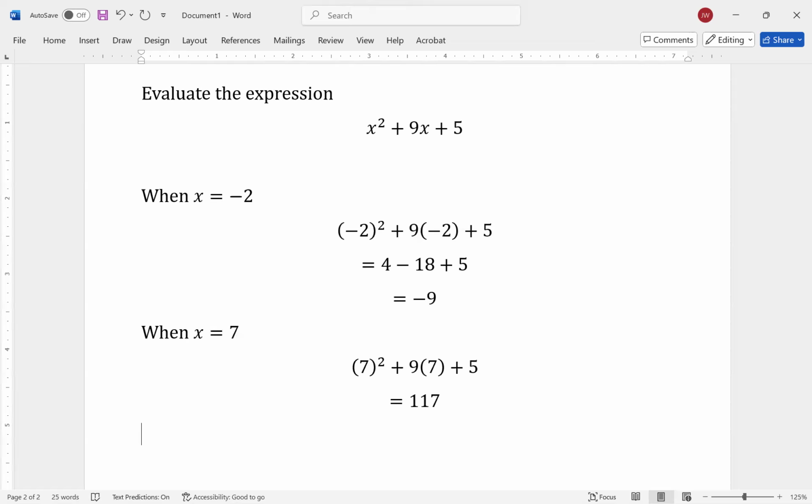7 squared is 49. 9 times 7 is 63. And then 5, obviously. So there you go. That's how we can evaluate an expression like this, which includes exponents and multiplication and addition in this case.